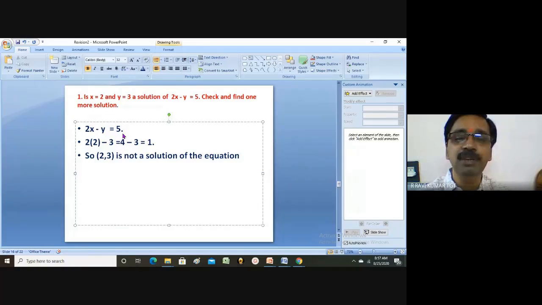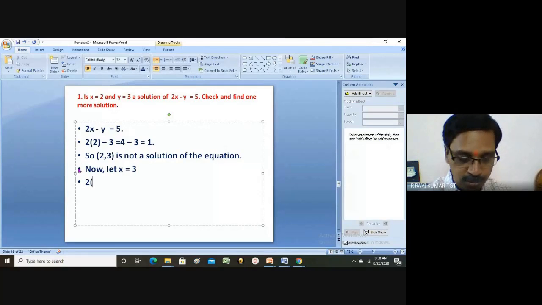What is the equation given? 2x minus y equal to 5. So we have to find a solution for this. How do you find it? Simple. You take any value for x first. Let x equal 3. When x equal to 3, I substitute this value in the given equation: 2 into 3 minus y. I don't know the value of y, so I solve this for y, and automatically I will get the value of y, which gives one of the solutions of the equation.